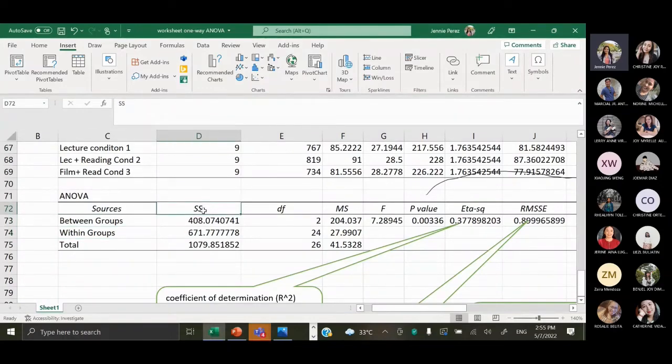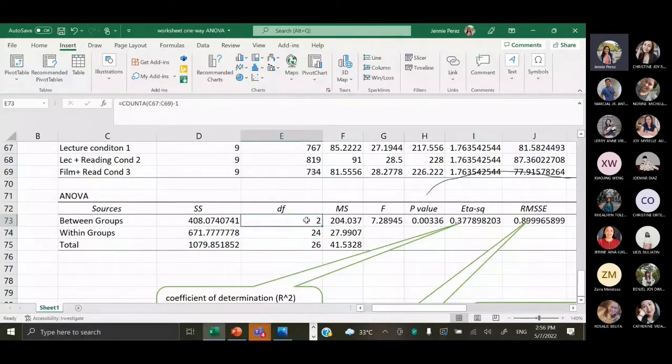Okay, SS means sum of squares. So we have the sum of squares for between groups variation is 408, and the sum of squares for within groups is 671. Now, this is the degree of freedom. The degree of freedom for between groups would be 2, and the degree of freedom for within groups is 24.